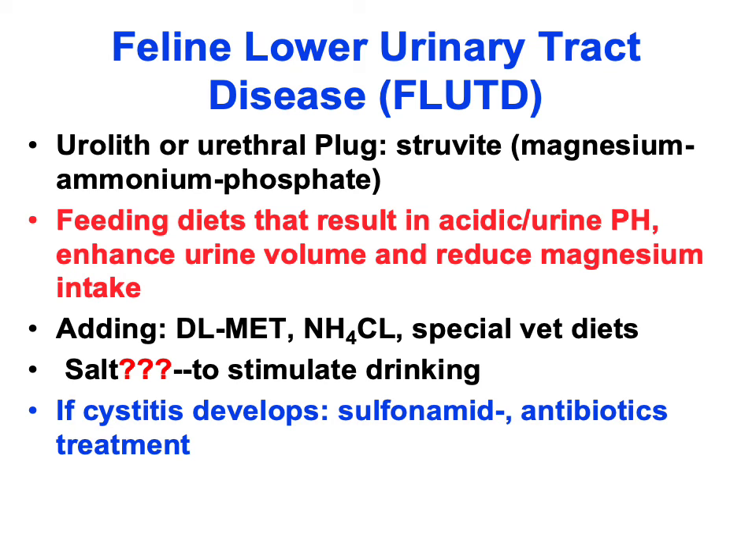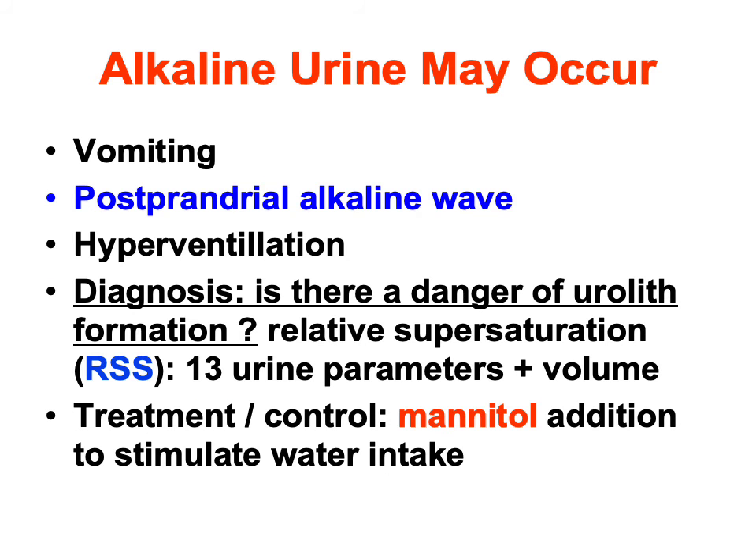Okay, what about alkaline urine? Alkaline urine is not typical for cats and dogs, but vomiting may cause an alkaline state by losing a lot of acid, or the postprandial alkaline wave when all the gastric acid is fixed into the feed, and hyperventilation by losing a lot of CO2.